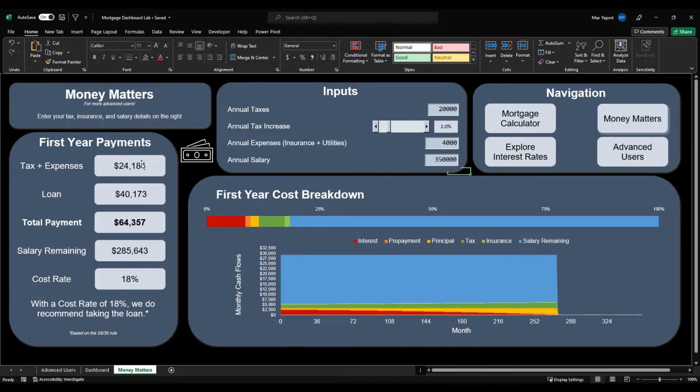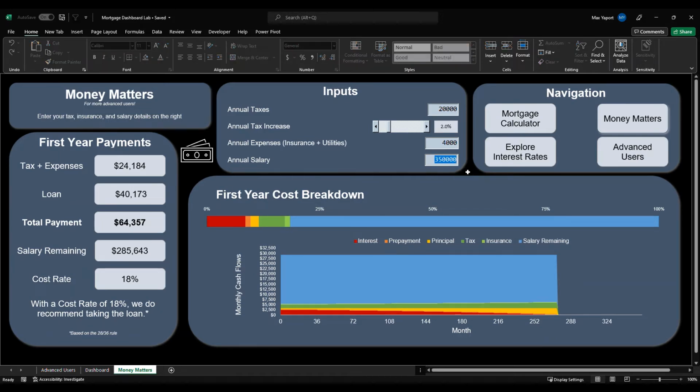Over here on the left we have the taxes plus expenses. We have the total you'll be spending on the loan for your first year, and added together that creates the total first payment, or the total first year payment. Subtracting that from a salary, we have $285,000 salary remaining, which gives us a cost rate of 18%. And this cost rate is essentially what percentage of your salary are you spending on housing expenses.